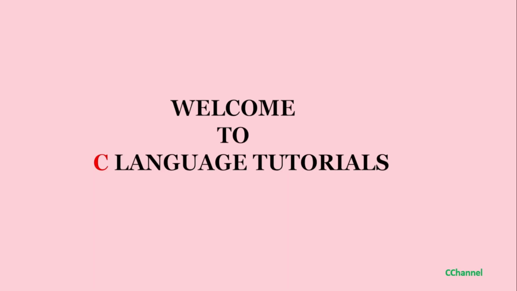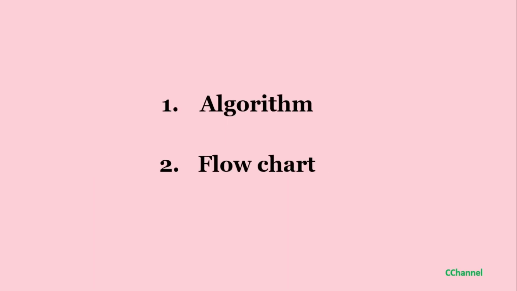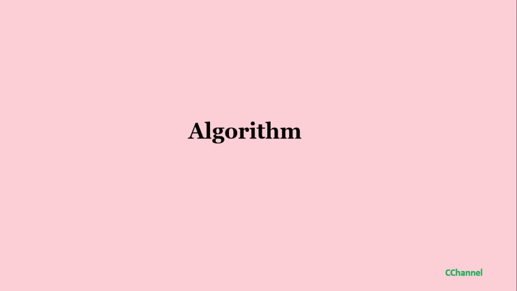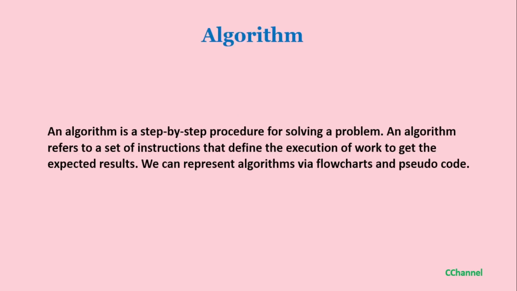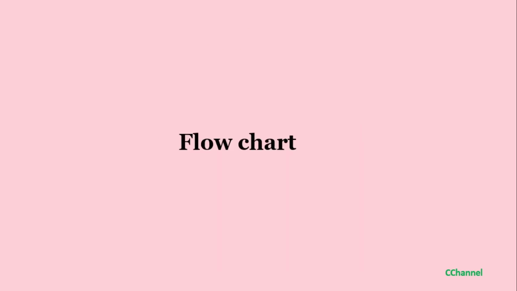In the previous video, I have covered compiler and interpreter. In this video, I am going to talk about algorithm and flowchart. What is an algorithm? An algorithm is a step-by-step procedure for solving a problem. An algorithm refers to a set of instructions that define the execution of work to get the expected results. You can represent algorithms via flowcharts and pseudocode.